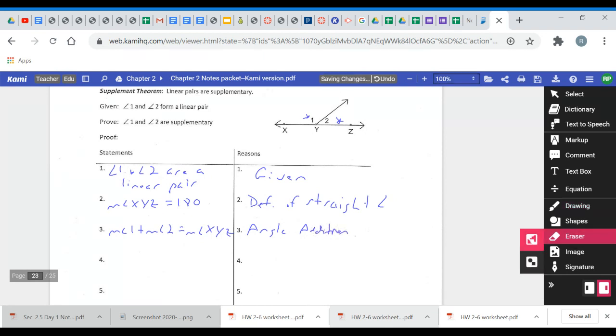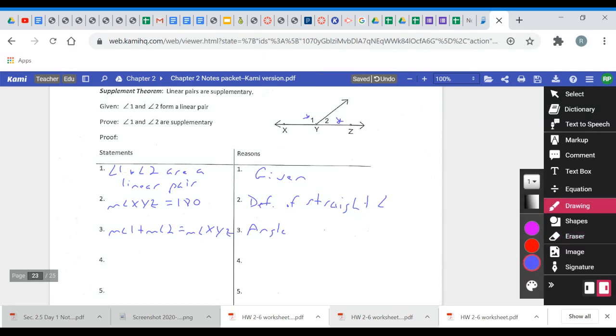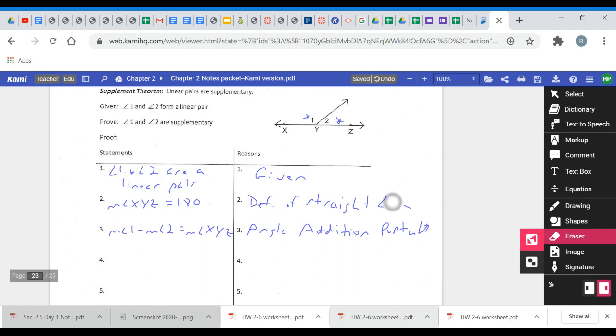That doesn't look very good. Let's try and fix that. Sorry about that.